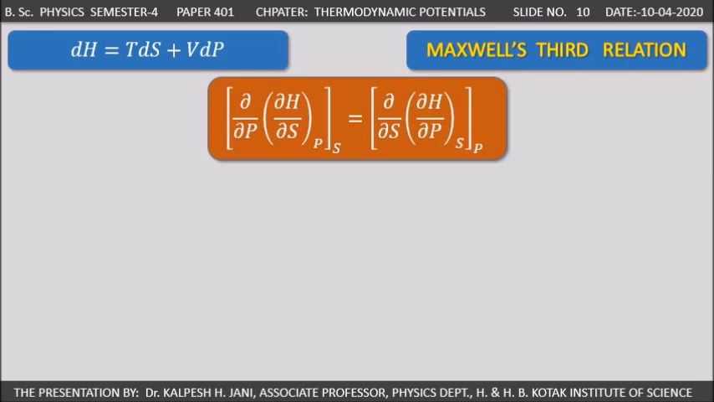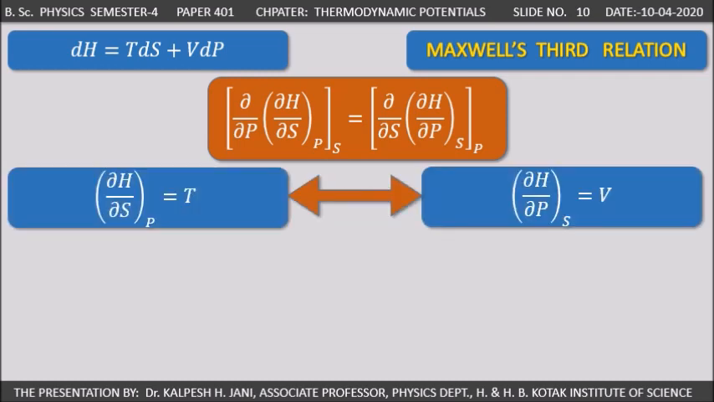So let us first proceed to have the first order partial differentiation of this function H with respect to each of the variables. First we shall take del H by del S at constant P, which is nothing but capital T, as you can see in the slide, and we can also take the first order partial differentiation of H with respect to P, which is del H by del P at a constant S, which is nothing but V. Now we shall further differentiate these two equations with the next variable.